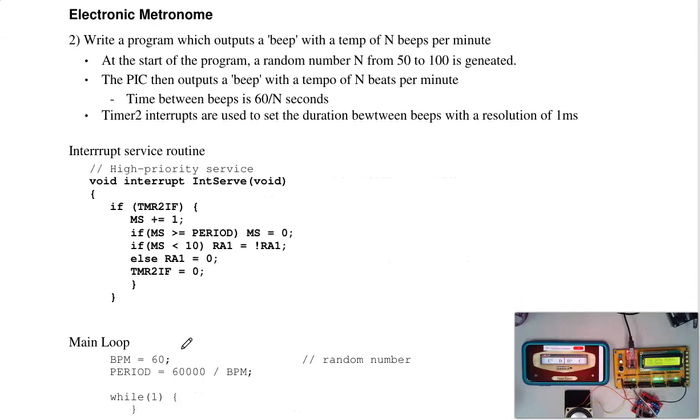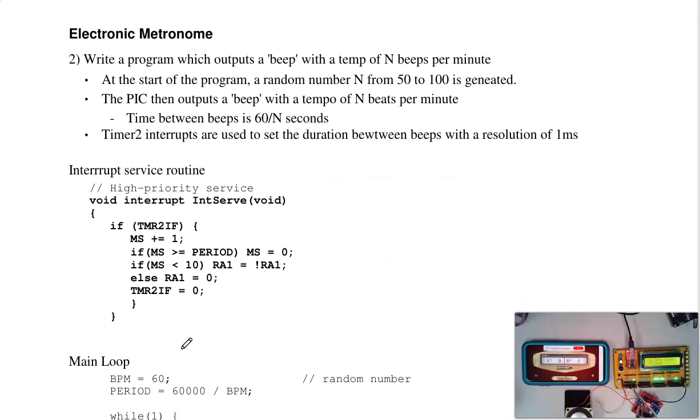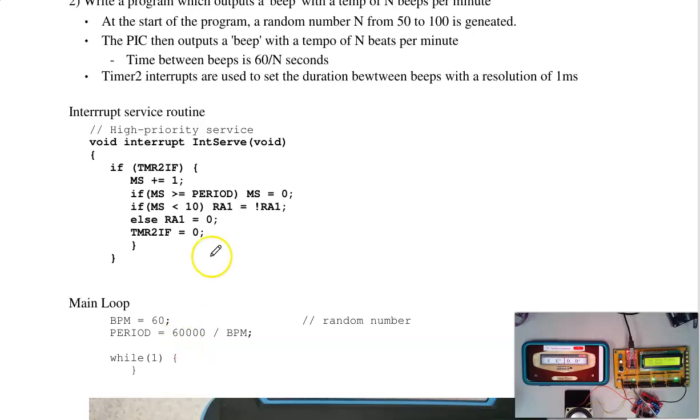Okay, problem 1. Problem 2 is let's build a metronome. I want to output a beat at a precise rate, and I want to have the resolution of 1 millisecond. Do that using interrupts. So here's the main part of it. I'll set up timer 2 for 1 millisecond. I'll then specify a random number for beats per minute, calculate the period. This is the number of milliseconds that corresponds to.